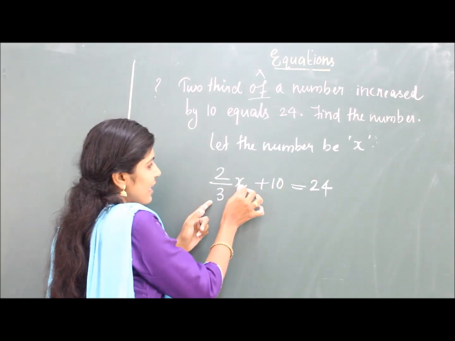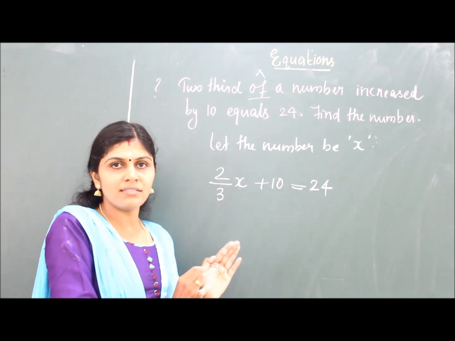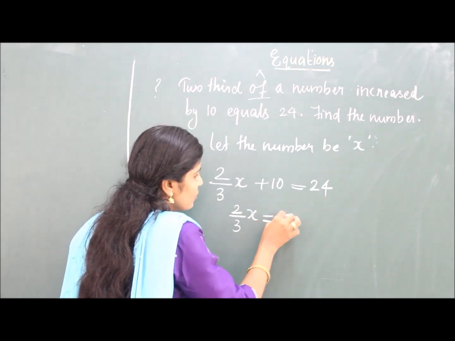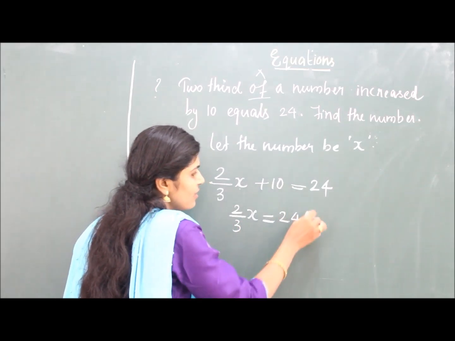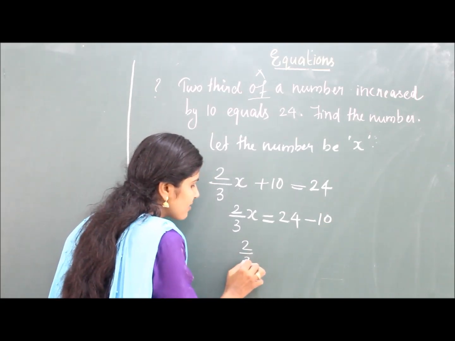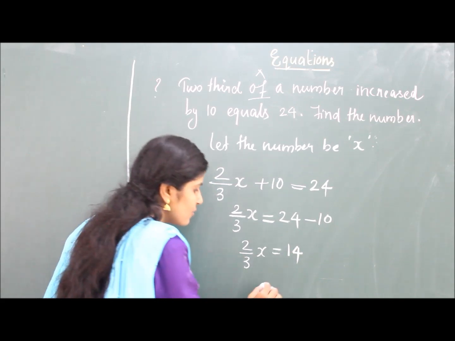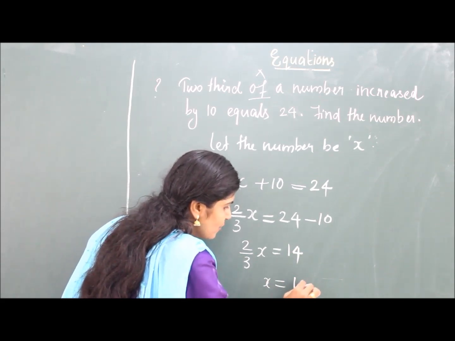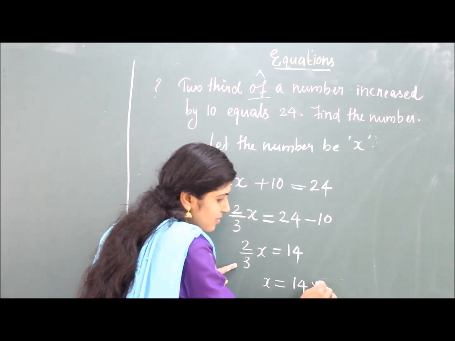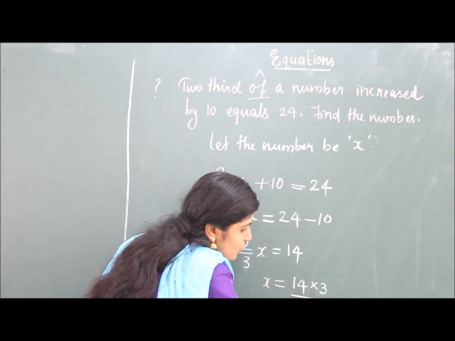So you can keep the x term on the left hand side and take the numbers to the right hand side. So what happens? 2/3 x is equal to 24 minus 10, since plus 10 becomes minus 10. So 2/3 x is equal to 14. Right? So what is x? x is equal to 14 times 3 by 2, since this 3, when we take it to the right hand side, goes to the numerator, and this 2 multiplying x goes to the denominator.